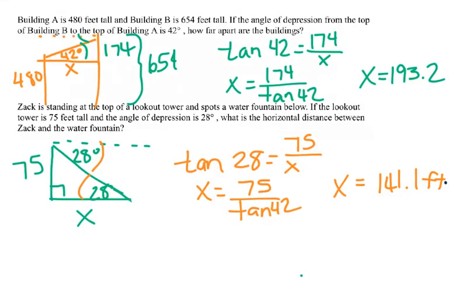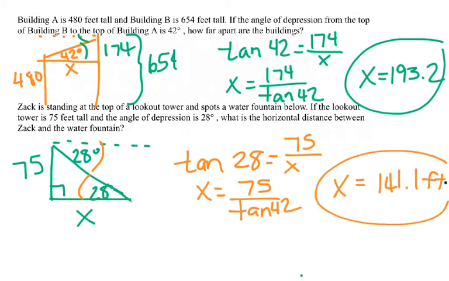Okay, so here are your two answers. I think the first one's pretty tough, but you should get 193.2. You're going to use tangent. You're going to solve it just like we always solve tangent. The last one, you should get 141.1. Using tangent again, you can check out the pictures. Remember using alternate interior angles, just things like that. So if you need further explanation, let me know.